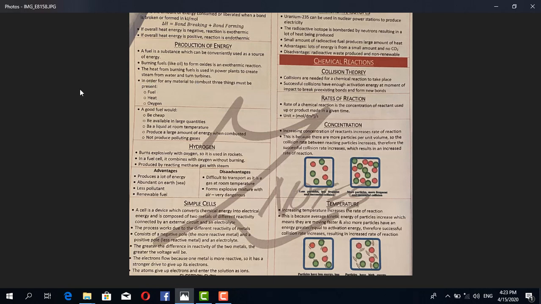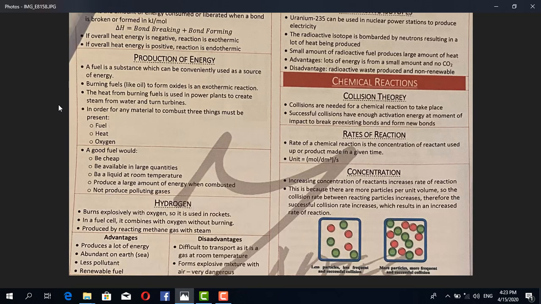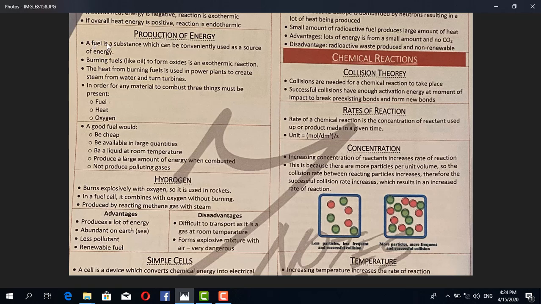Okay, now energy. For example, we've got fuel in general. A fuel is a substance which can be conventionally used as a source of energy. Burning fuels like oil to form oxides is an exothermic reaction. The heat from burning fuels is used in power plants to create steam from water and to turn turbines.